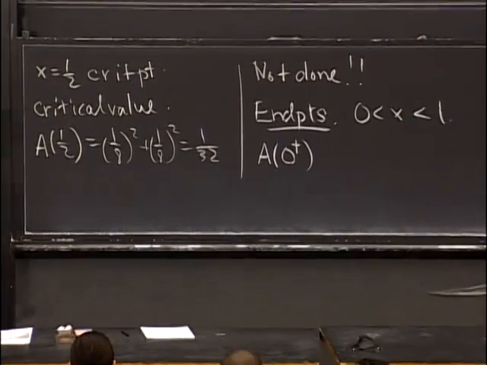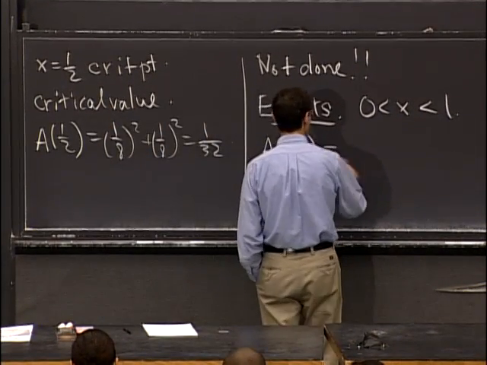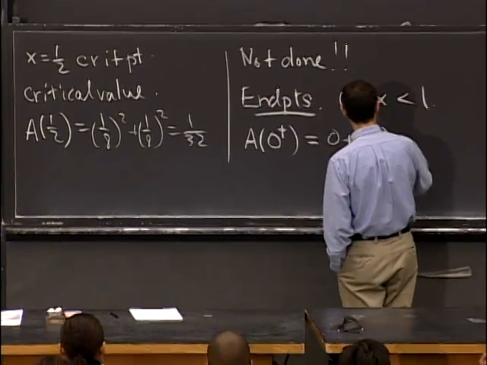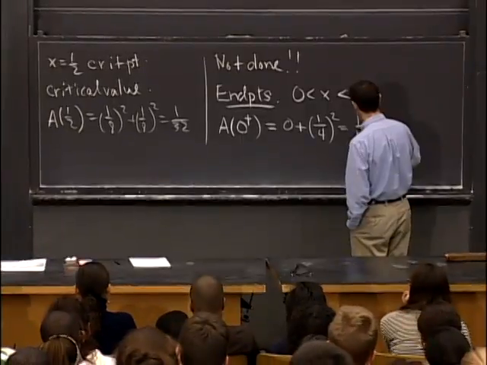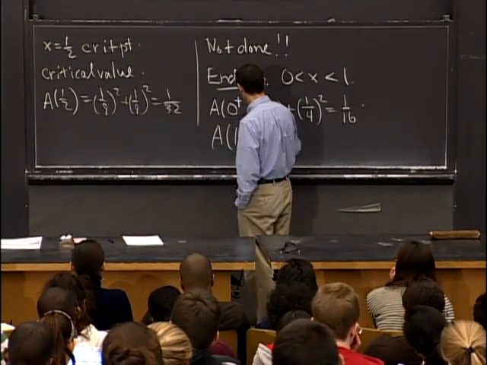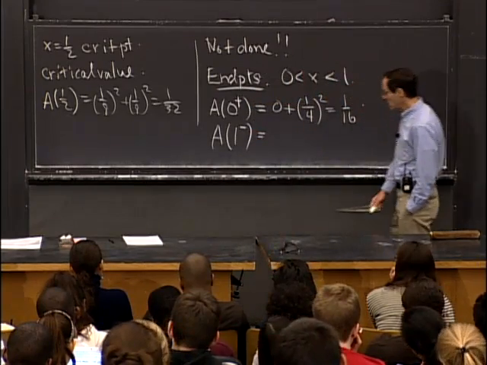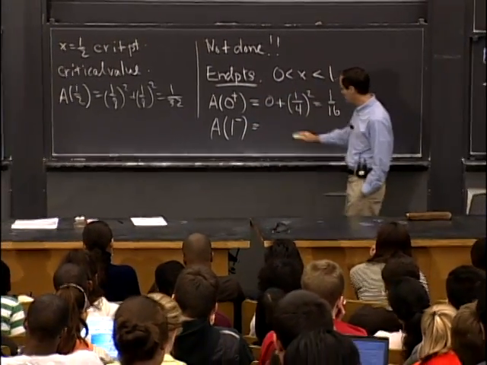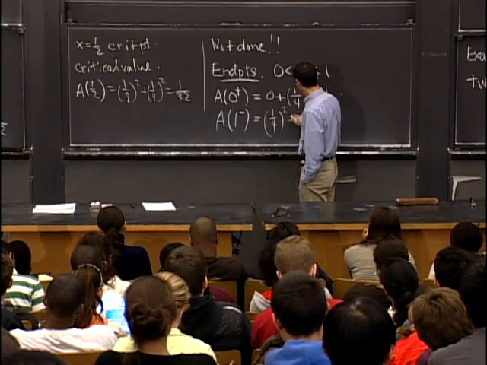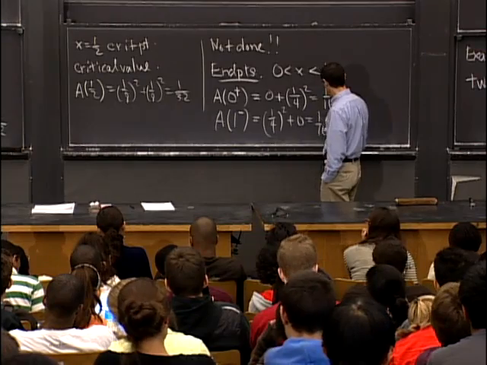And if you plug in x equals 0, what you get here is 0 plus (1/4) squared, which is 1/16. All right? And similarly, at the other end, that's 1 minus 1 from the left. We get a quarter squared plus 0, which is also a 16th.